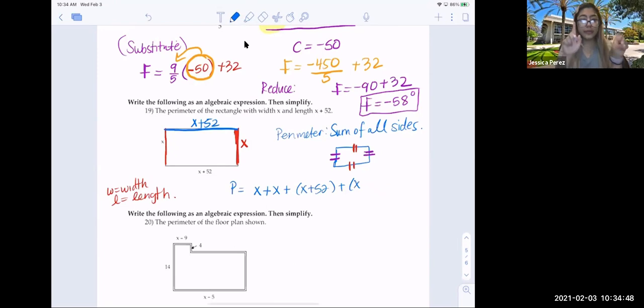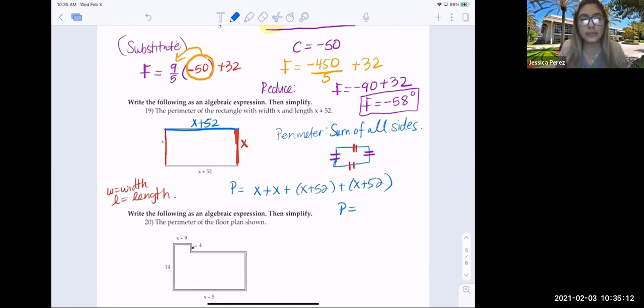So we have two of the X's and then X plus 52 and X plus 52. And we all know how to combine like terms. Go ahead and find what P is. P is equal to what? Write your answer privately on the chat. So try this on your own. Combine like terms. We talked about like terms already.